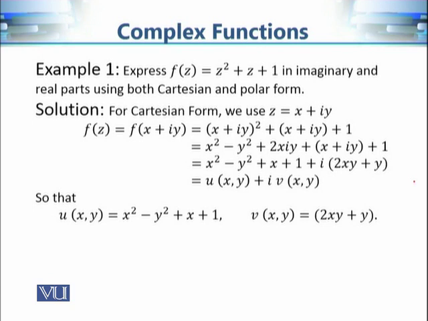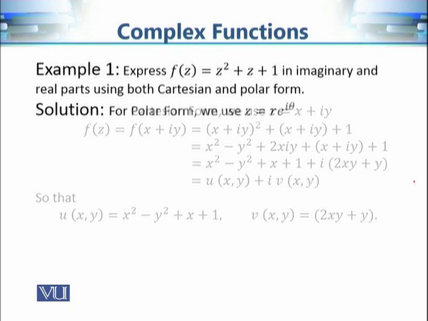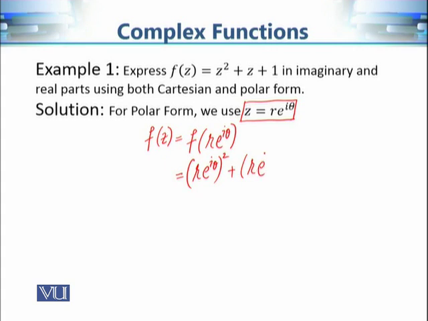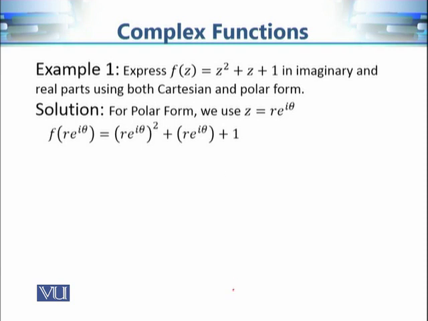Now let's calculate in the case of polar coordinates. So in this case, of course, we are going to use the following form: z is equal to r e raised to power iota theta. So replace this value of z in f of z. Okay, so in other words, f of z is equal to f of r e raised to power iota theta. So in other words, this becomes (r e raised to power iota theta) square plus r e raised to power iota theta plus 1. So in other words, we have this form. Now expanding this thing, we get this thing.